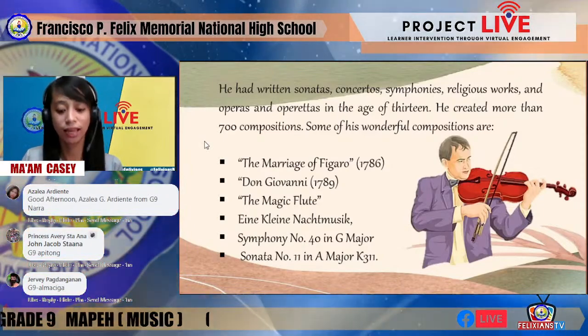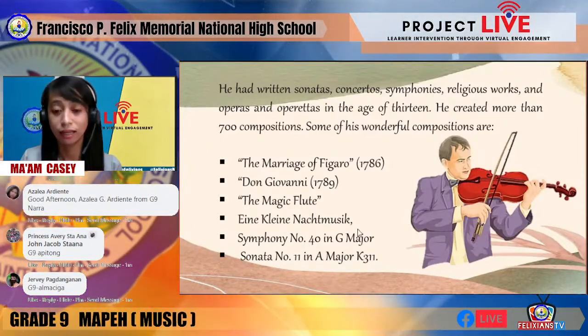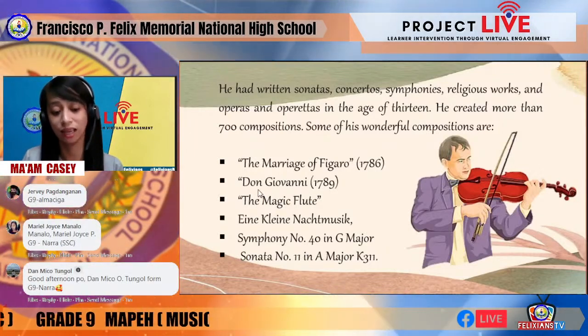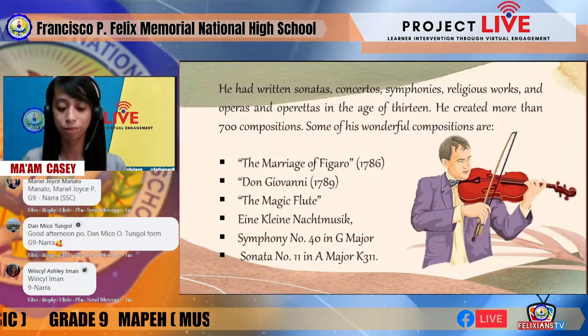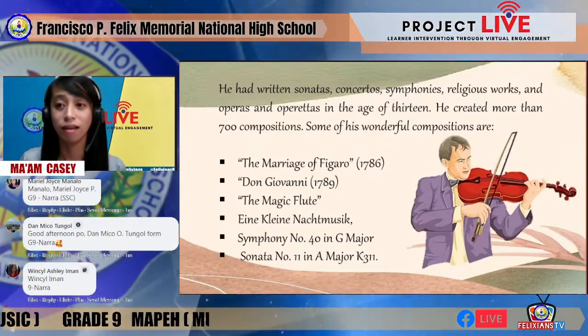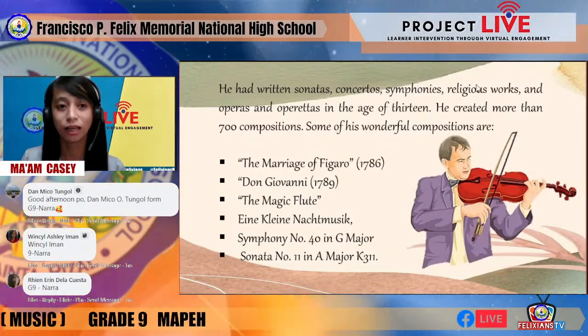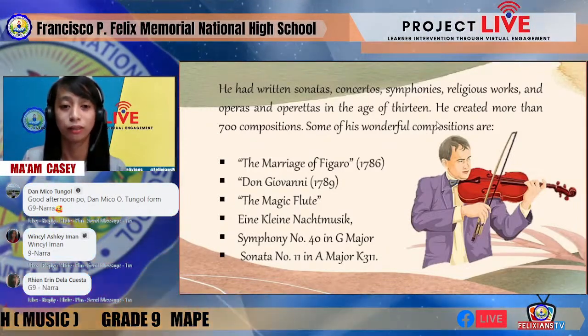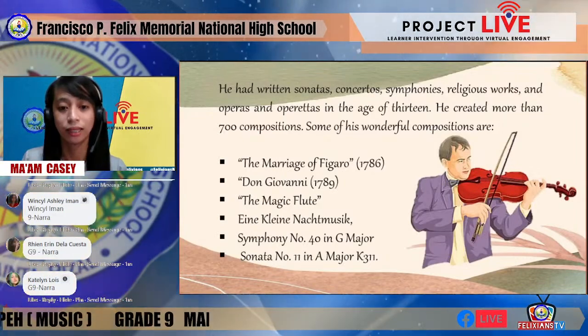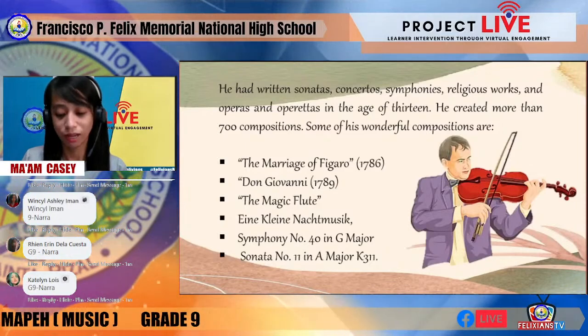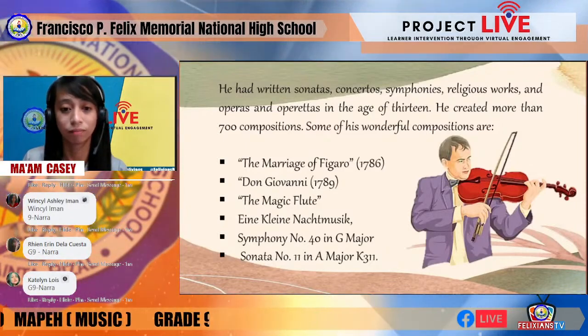So he created more than 700 compositions, but due to mismanaged finances, Mozart lived his life in poverty and died young. And until now, it is still not known where Mozart was buried when he died, since he lived in poverty because he did not know how to manage his finances.